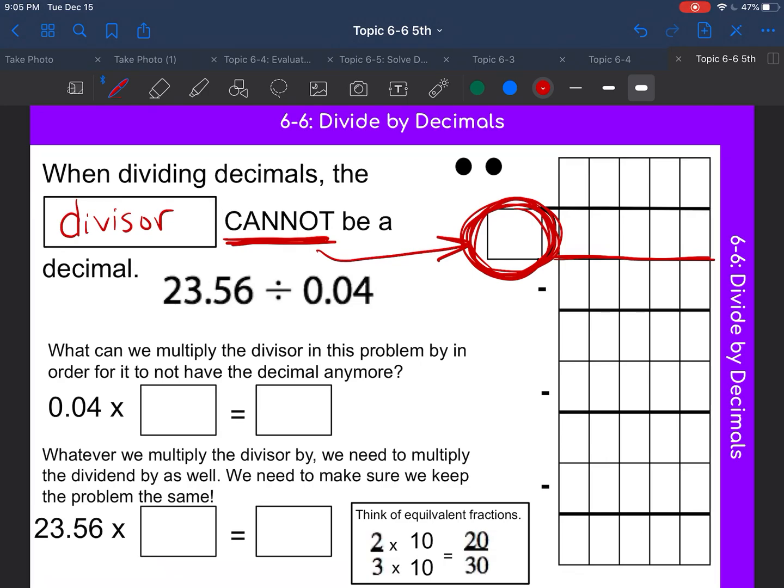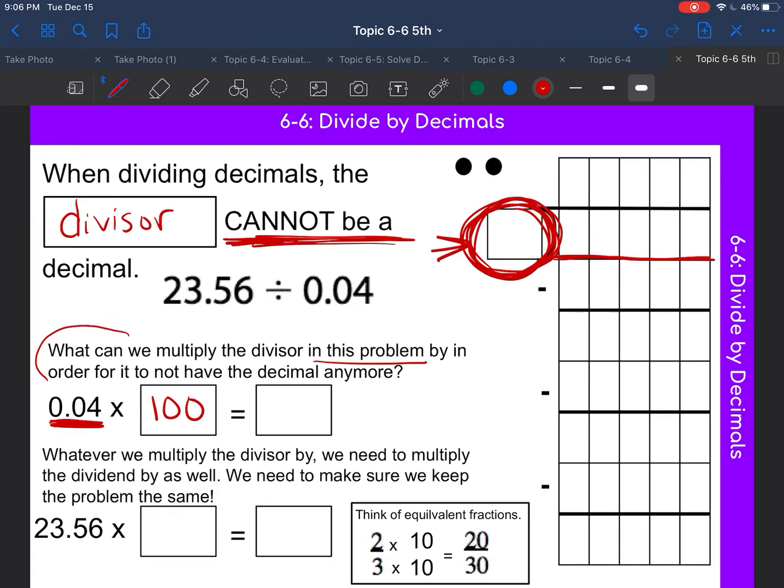So when we multiply the divisor in this problem, so this problem right here is 23 and 56 hundredths divided by 4 hundredths. This 4 hundredths is a decimal, but we cannot have it be a decimal. So we need to think of what we can do to get rid of that decimal. So what can we multiply this divisor by in order to not have a decimal anymore? Think about powers of 10. What can we multiply 4 hundredths by so that somehow we shift that number and it doesn't have a decimal anymore? Well, we can multiply it by 100, okay?